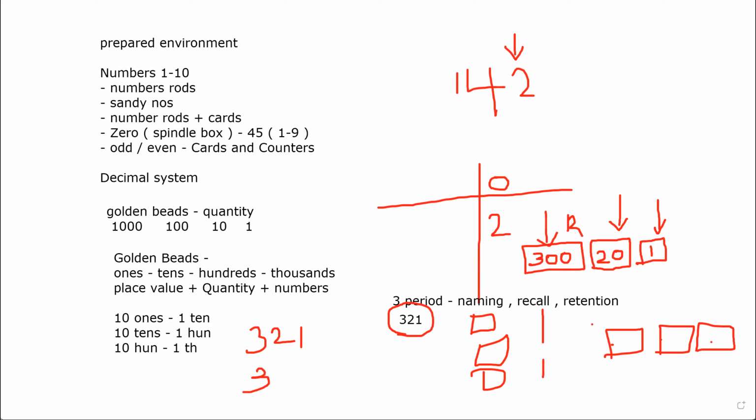Red color. 2 should be in what color? Blue color. And your 1 should be in what color? Green color. What happens? The child understands this is hundreds, this is tens, this is in the ones position. This is what we follow.